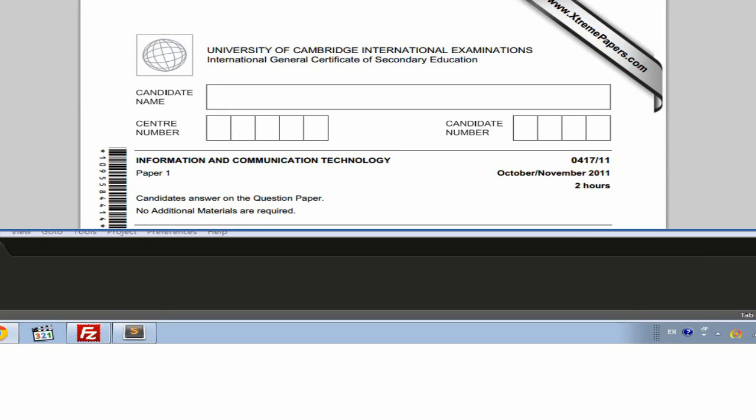I'm Chris, and today I'm going to be taking you through one of the exam papers. So this is paper 1, which is the theory paper, and it's for the year October, November 2011. Oh yeah, and of course it's for the ICT paper for IGCSE. So if you're interested in working through the paper with me, then please stay tuned.